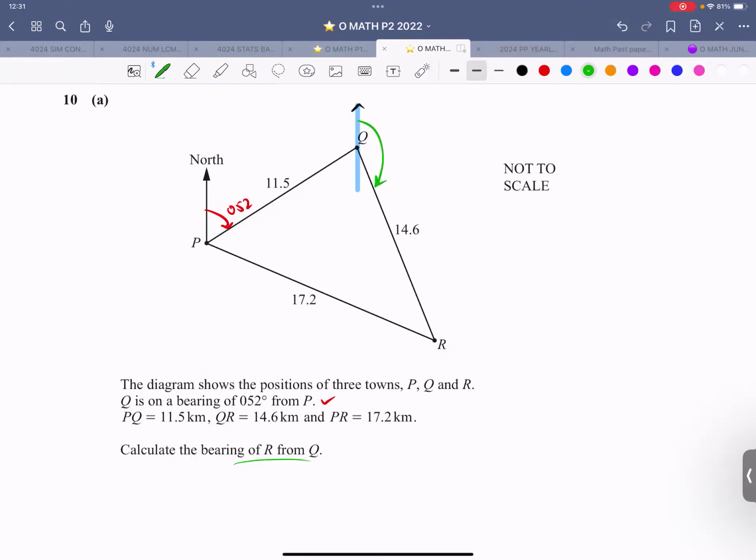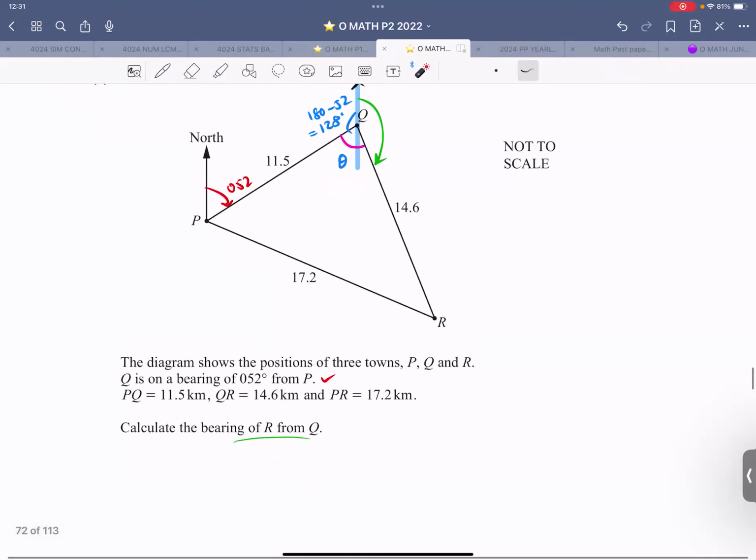Now, before that, what do I need? If I'm able to calculate an angle, you have to devise a strategy. If I'm able to calculate this angle, I have this angle given, that is 180 minus 52. So that's 128. If I'm able to find this angle, let me label it as theta. So 128 plus theta plus this thing should add up to 360 degrees. There could be more than one way of doing it.